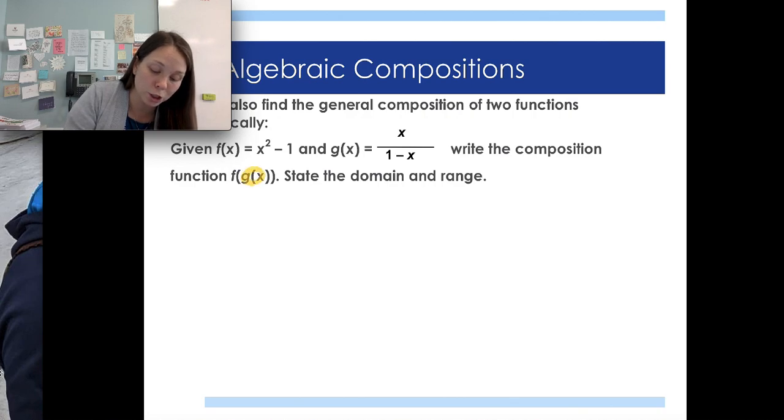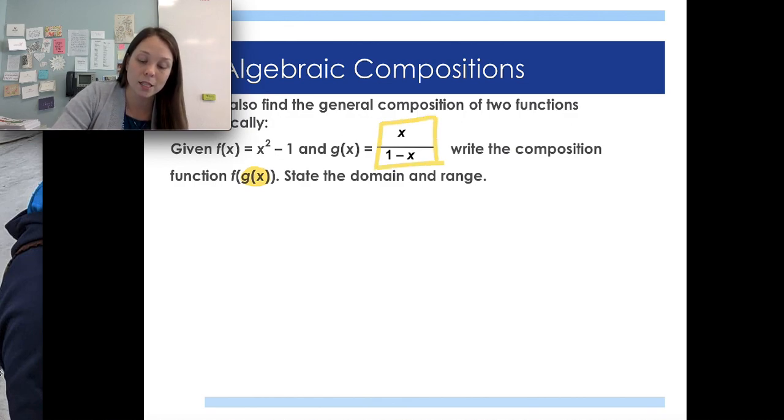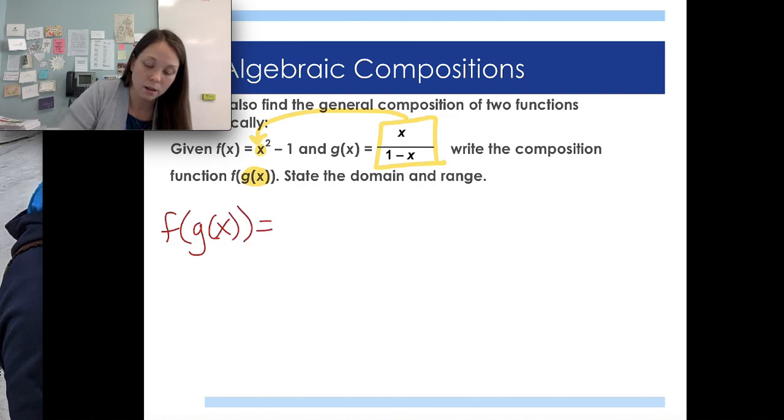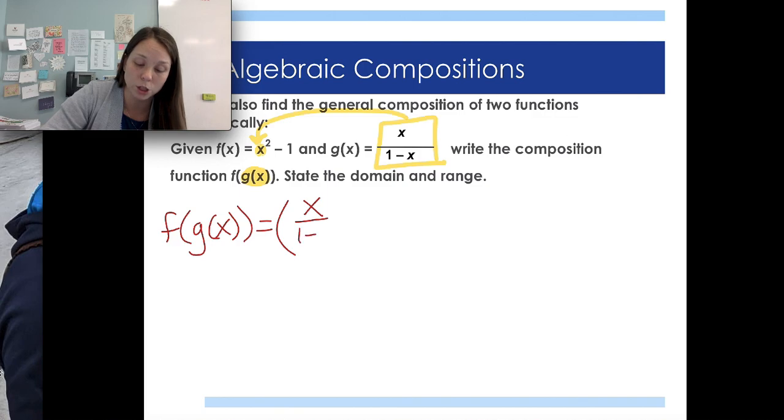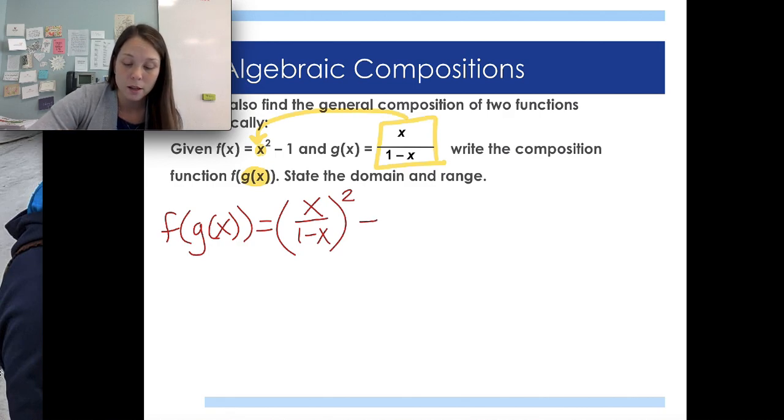Notice that function g is what's getting plugged into function f. G is what's on the inside. So I'm going to take this entire function g and I'm going to plug it in or replace or substitute it in for the x variable. So f of g of x, it's not going to be x squared anymore. Instead, it's going to be what function g was, which is x over 1 minus x, and then squared, because I'm writing function f, and minus 1.